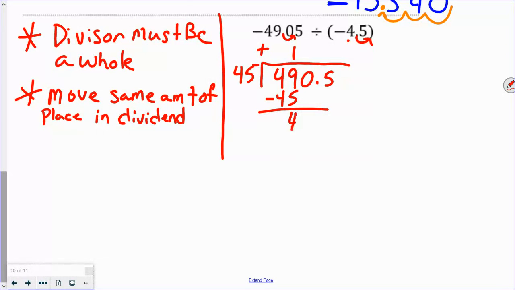Then we subtract. Now this is where I see a lot of students make mistakes. Sorry, I'm distracted. Okay, thank you.